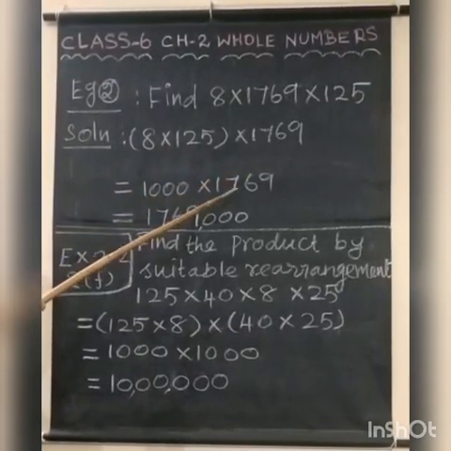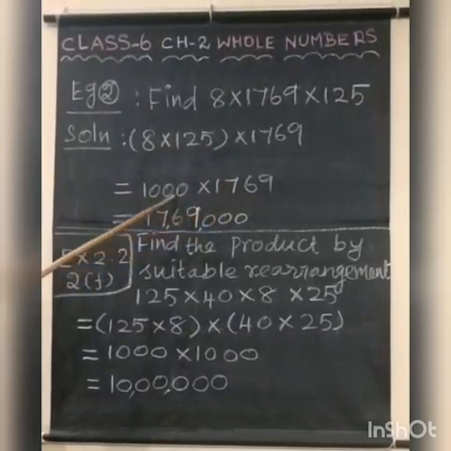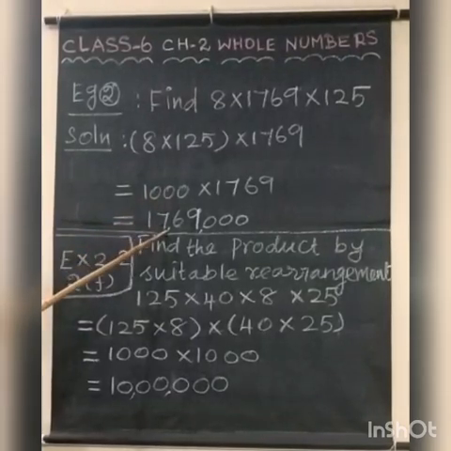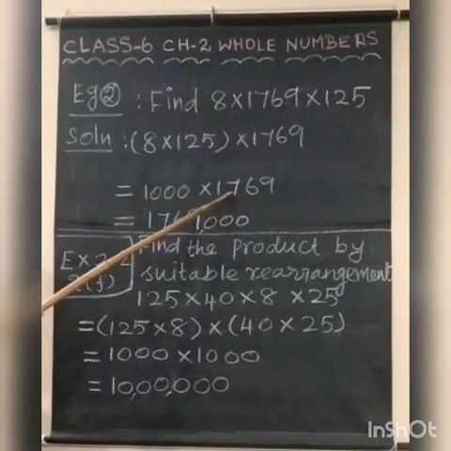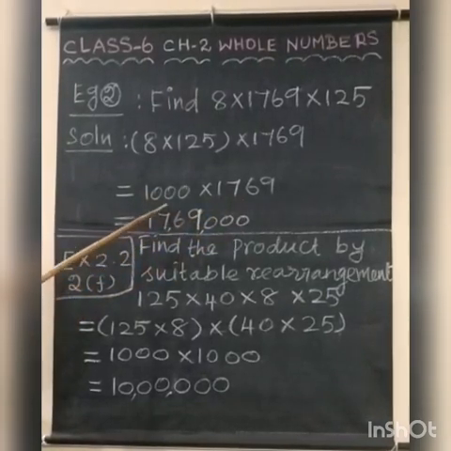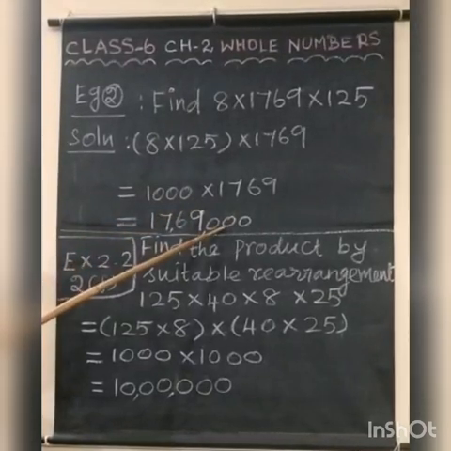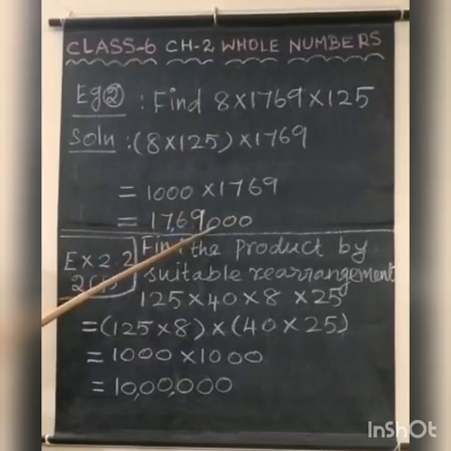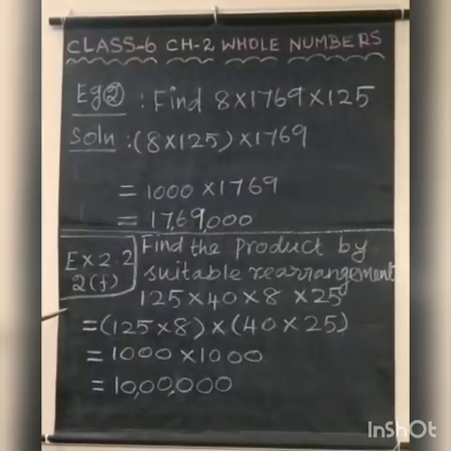Then the remaining number 1769. Then multiply these two numbers. We get the answer 1769 and then the number of zeros, 3 zeros. Right, 3 zeros. Okay, the answer is 17,69,000. Let us go to the exercise problem.